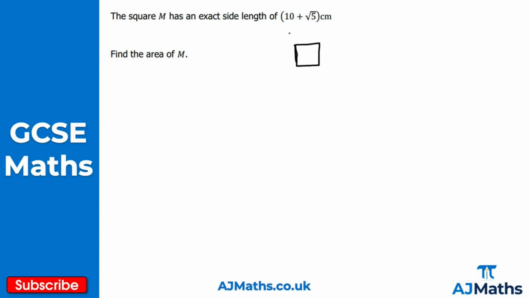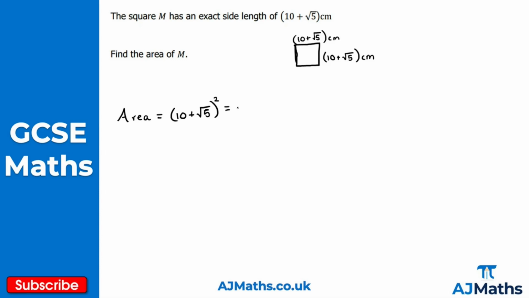So if you think about this, this is a square. It doesn't really matter where you put the length here. I'll put it at the top. So 10 plus root 5 centimeters. Okay. So I want the area. And remember, to find the area here, I take a length and times it by the width, for example. So clearly, like I said, it's a square, so each side here will be the same. So that will also be 10 plus root 5 centimeters. So to find the area here for M, that's going to be equal to 10 plus root 5 squared.